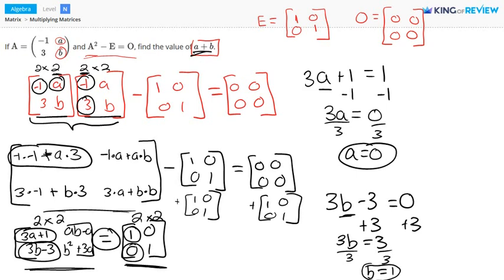Now we're asked to find a plus b. a is 0 and b is 1. 0 plus 1 equals 1. So 1 is the final answer.